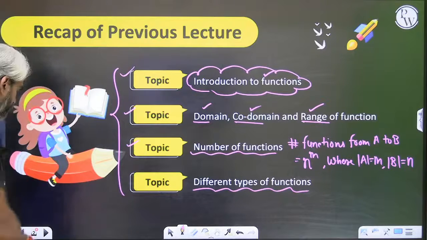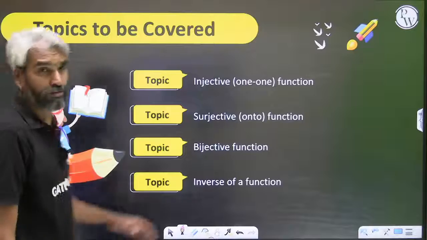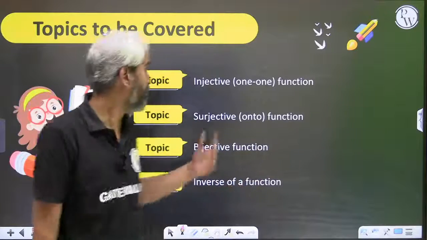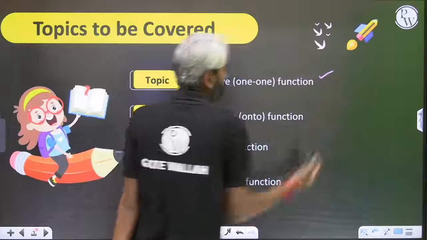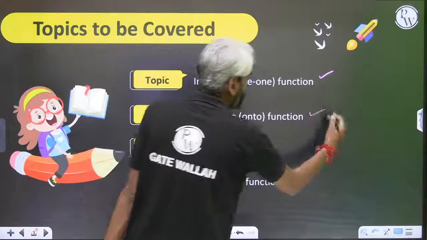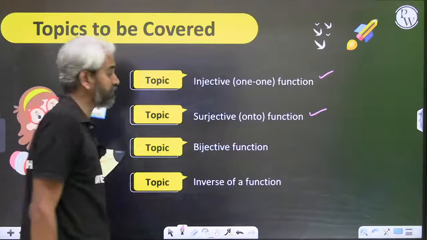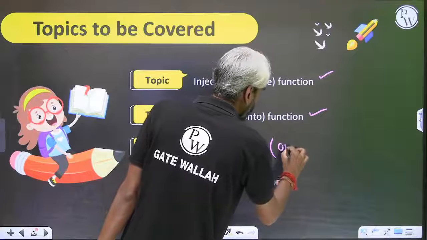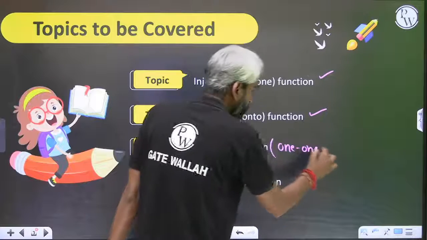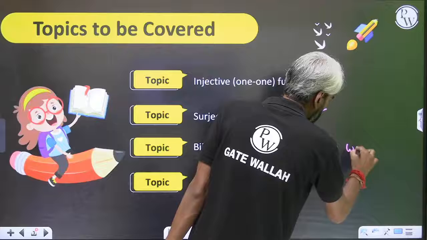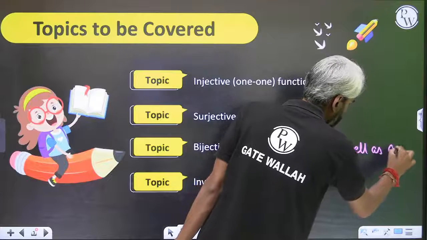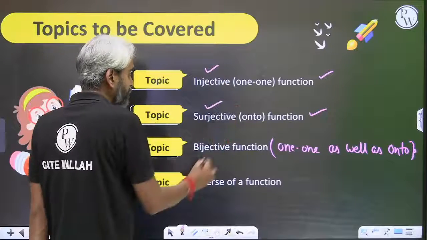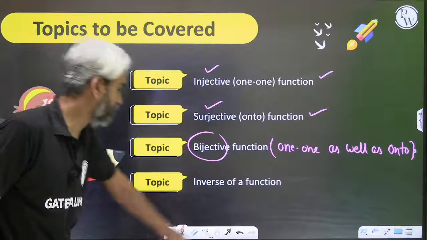Sir, what are we going to discuss in today's session? The most important things from which questions can be asked on the topic of functions are the concept of one-one function, also known as injective function, the concept of onto function, also known as surjective function, and bijective functions. Bijective functions are nothing but one-one as well as onto. So the functions which are injective as well as surjective are known as bijective. That's what we will discuss.